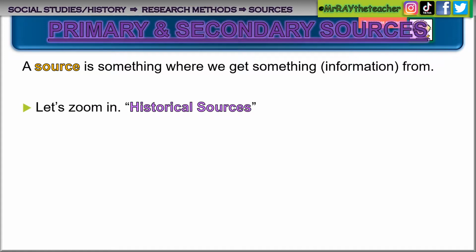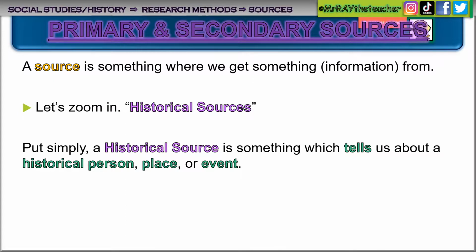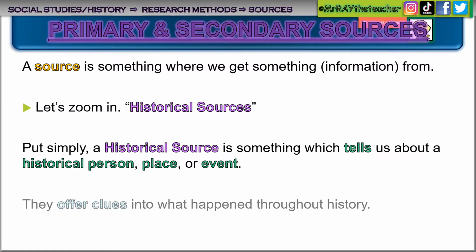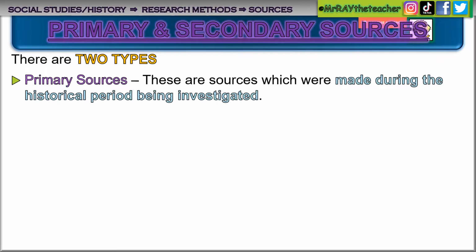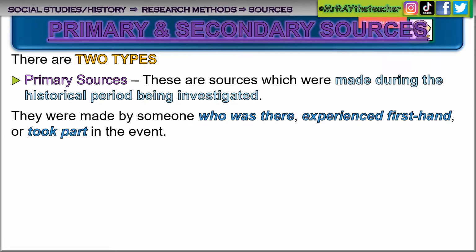So let's zoom in on historical sources. Put simply, a historical source is something which tells us about a historical person, place, or event. And they offer clues into what happened throughout history. With the sources, there are two types. Primary sources. These are sources which were made during the historical period being investigated. So they were made by someone who was there, experienced firsthand, and or took part in the event.